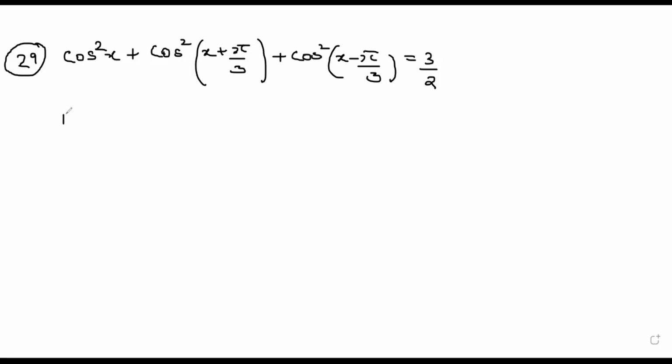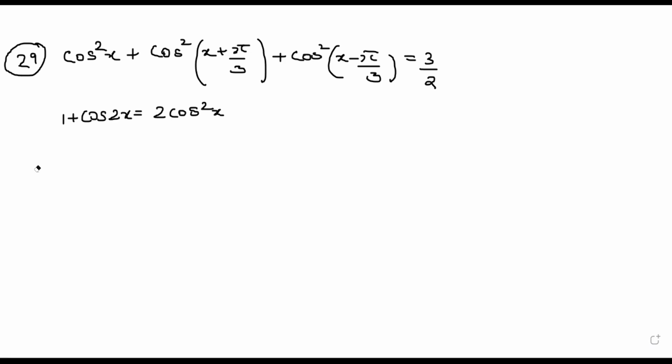We have this formula 1 plus cos 2x. This is equal to 2 cos square x. Okay. So here there is a square, directly no formula is being put. Okay, so what we can do? We can apply this formula 1 plus cos 2x is equal to 2 cos square x. So cos square x is equal to 1 plus cos 2x by 2.